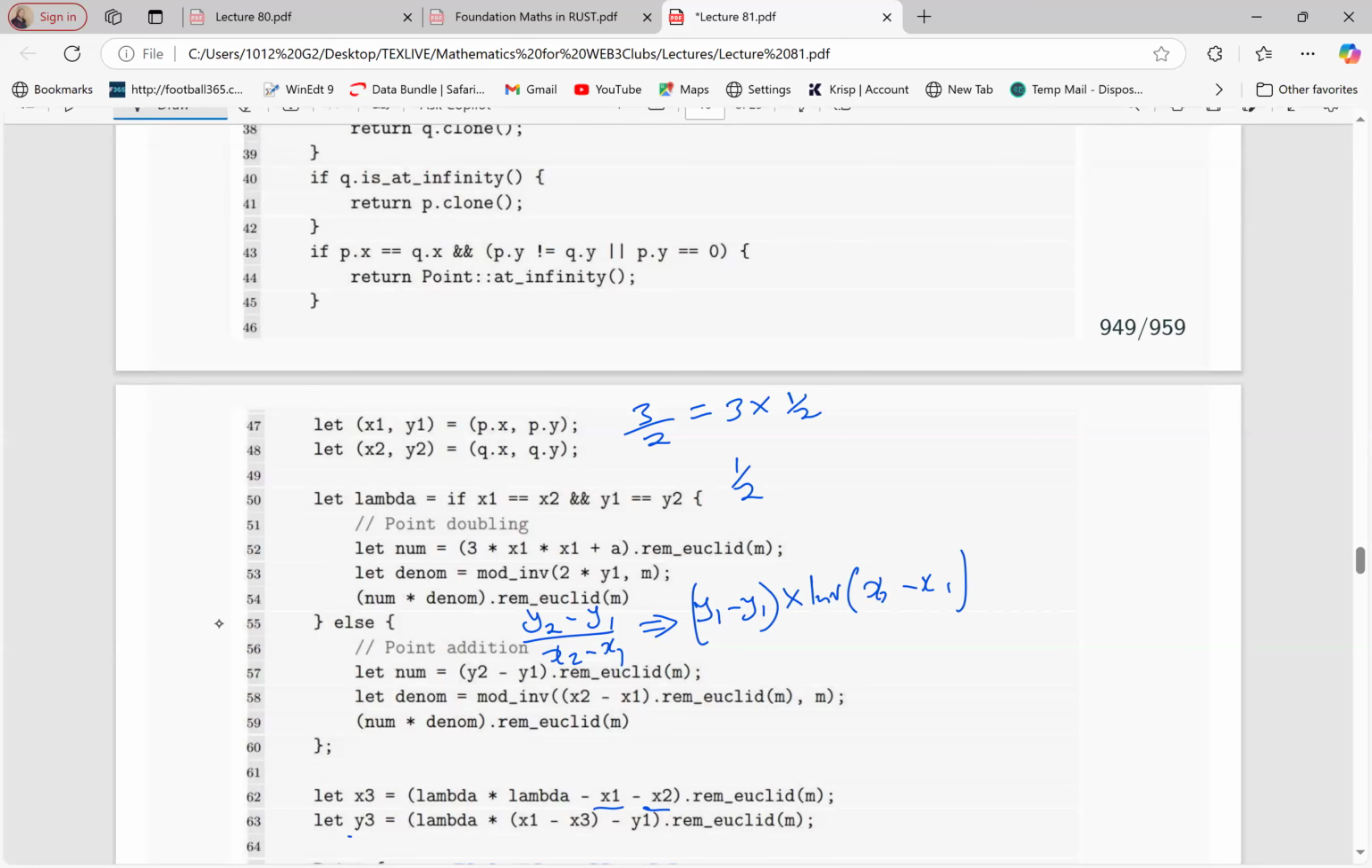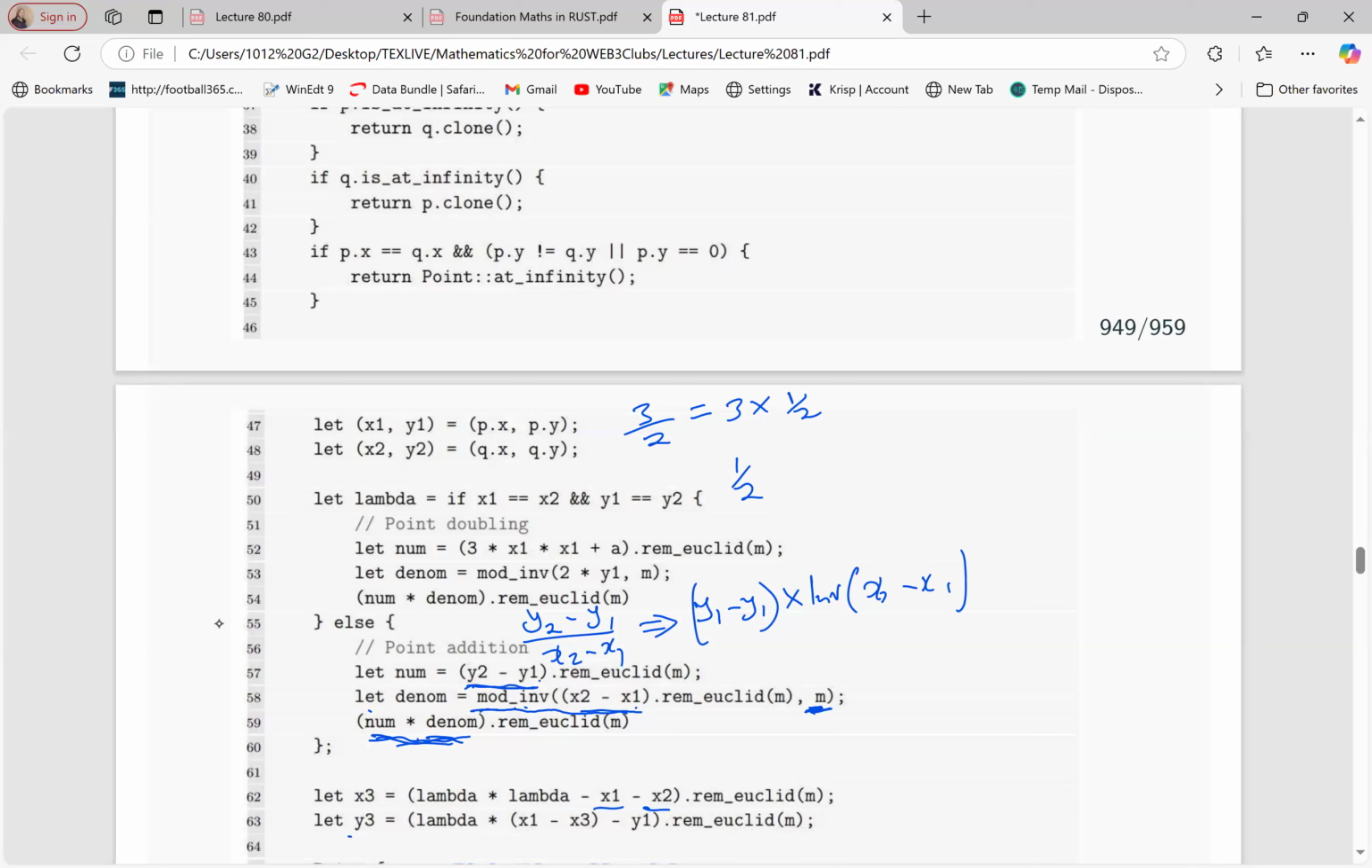And that's what I've written here. So I've said, let the numerator be y2 minus y1, and then let the denominator be this mod inverse. So that now you will multiply the numerator times the denominator. The denominator, you've already defined it as mod inverse of x1 minus x2. Of course, you are dividing by the mod m. The result that you get, which is the inverse of the denominator, you'll multiply by the numerator to give you the gradient. So that is how you find the gradient.